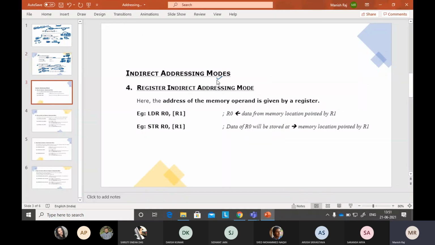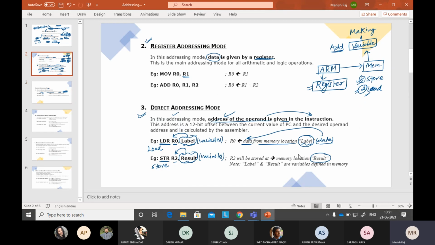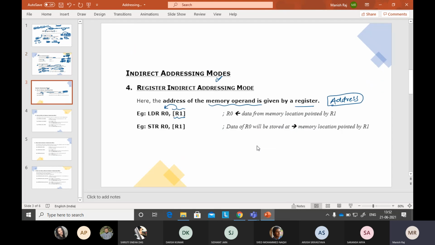Second is the indirect addressing mode. In indirect addressing mode the story is the same, but here you will provide only the address from some register. So the address of the memory operand is given to the register. Again, address. In the last mode you can see the address is written, but you are providing the data. You are making the variables in the memory, but you are not making the variables in the memory in this indirect register mode. You are taking the address from one register and providing it to the registers.